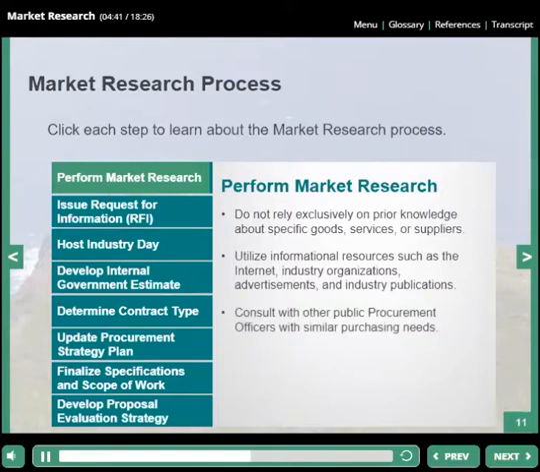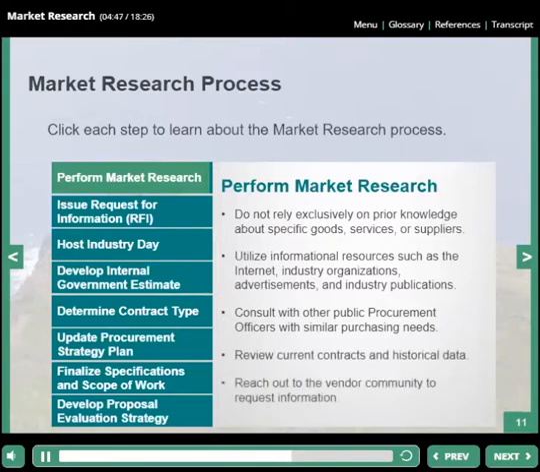Consult with other public procurement officers with similar purchasing needs, review current contracts and historical data, and reach out to the vendor community to request information, which can be done informally by telephone or email, or more formally by issuing a request for information or hosting an industry day. Remember, the amount of time spent on market research will depend on the size and complexity of the procurement.